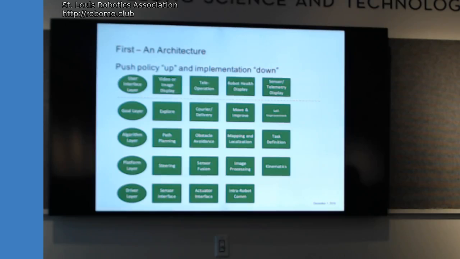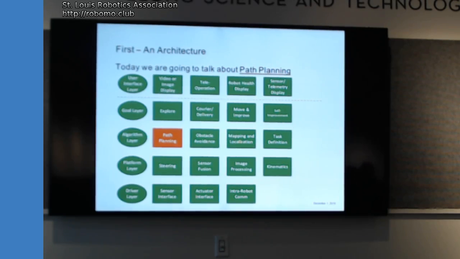So what we're going to talk about today, out of all these, is this one little piece. And of this, we're going to talk about one little piece of this one little piece. About how do you decide, given one of your goals, how do you make the robot get from point A to point B successfully?